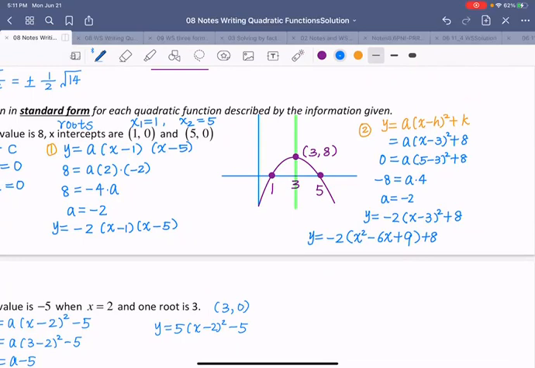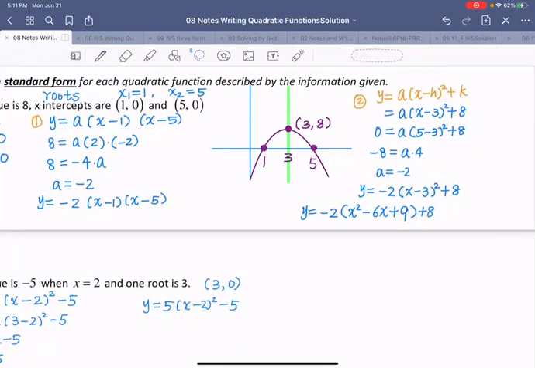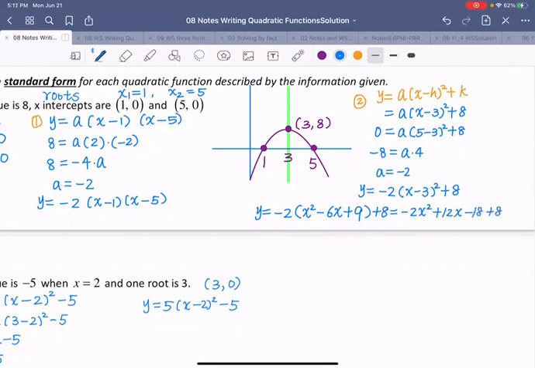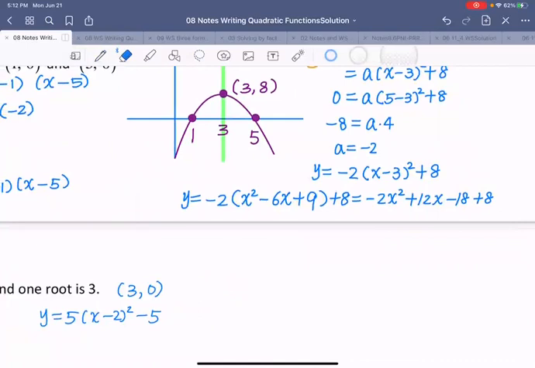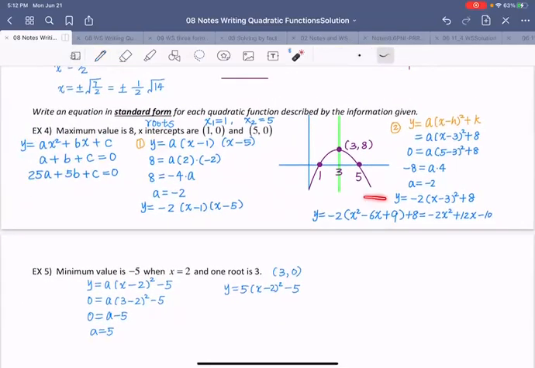Okay. Now one more step. Let's open this. This equals negative 2x squared plus 12x minus 18 plus 8. Minus 18 plus 8 equals negative 10. Good. Okay. This is the result from the vertex format.